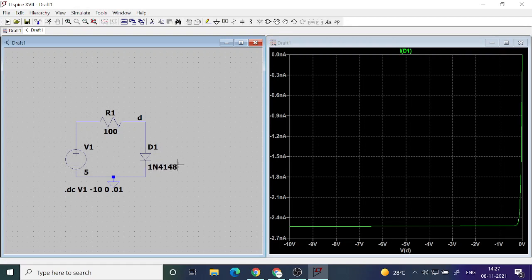You can search for the data sheet with this number, 1N4148. If you search in Google, you will get a PDF file which will describe all the features of this diode. So that's all about the reverse characteristics of the silicon diode. Any question on this?